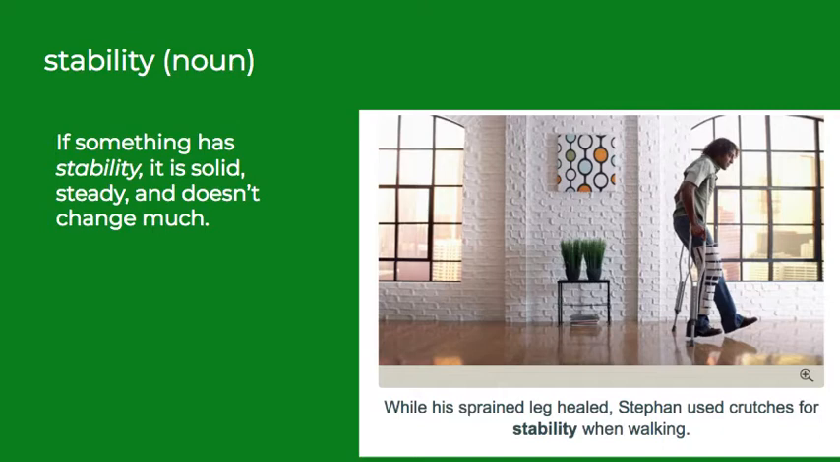Our next word is stability. In this case, it is a noun. If something has stability, it is solid, it's steady, and it doesn't change much. And while his sprained leg healed, Stephen used crutches for stability when walking.